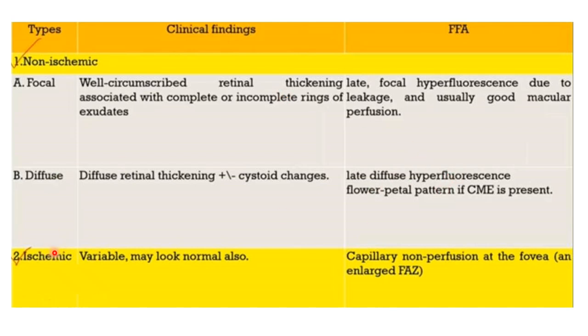Simple. Ischemic, it's variable, the clinical picture. There may be just hemorrhages. It may even look normal, but then when you do an FFA, you will see capillary non-perfusion areas or ischemic areas or dark areas in the fundus fluorescein angiography, not just at the fovea, but also surrounding it.